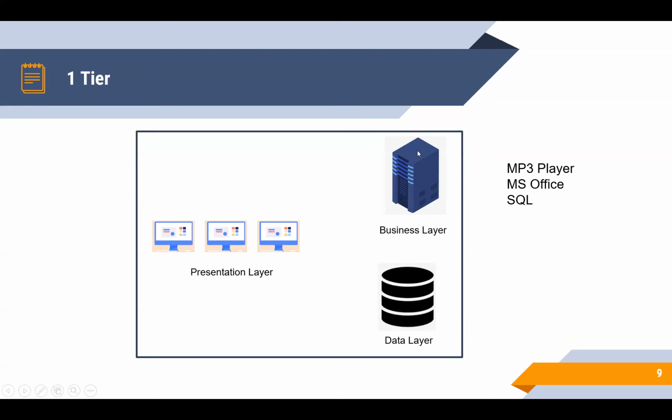So if you have a presentation layer, business layer, and data layer, everything in the same place, what is that called? That is called the one tier architecture. Clear? Understood here?